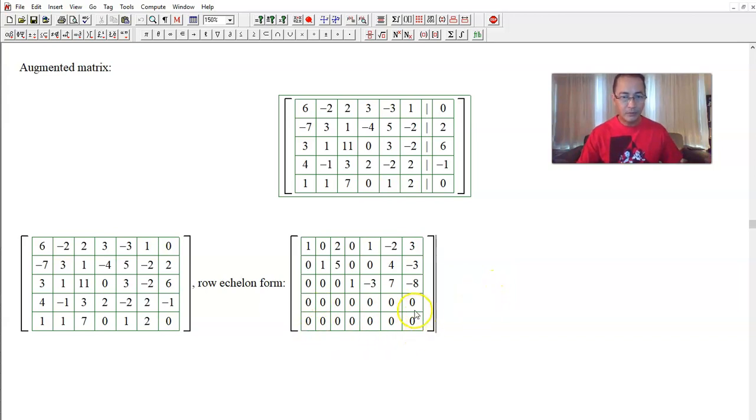We have 2 rows of zeros. So we're going to see in a few minutes what is the meaning of those 2 rows of zeros. And it is consistent. Okay, so we don't have 0 equal to 1. Each of these remaining 3 rows contains a leading 1. We have it in column 1, column 2, and column 4. And so our system is consistent. And let us now write down our solution vectors.